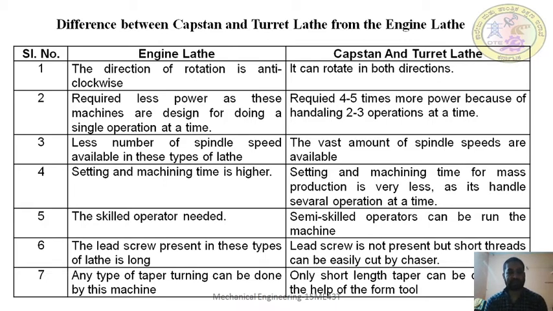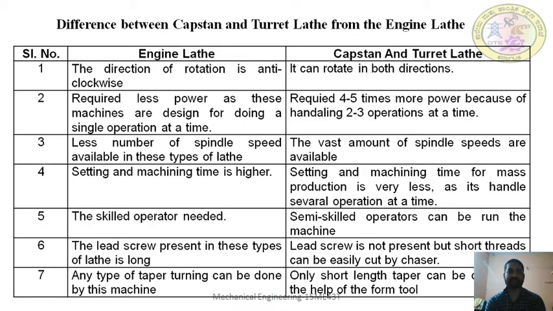The setting and machining time is higher in the engine lathe because we are handling very large and very critical components. Whereas the capstan and turret lathe is generally used for circular parts, its setting is very easy and machining is automatic. Machining is automatic, that's why the time required is lesser. For capstan and turret lathe, it is very much lesser.